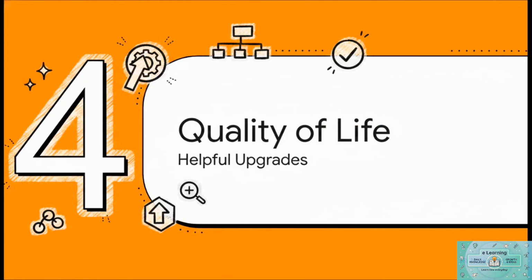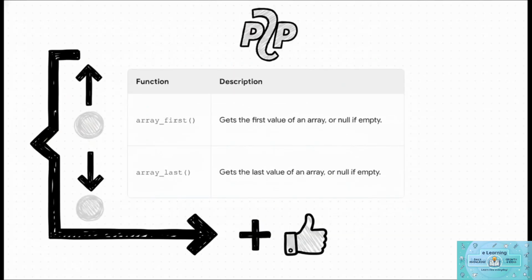Okay, so we've talked about some massive game-changing features, but the update isn't just about the big stuff. It's also packed with all these smaller but super useful quality of life improvements. The little things that just make your day-to-day coding life a bit easier. Take these 2 new functions, for example, array_first and array_last. Super simple, right? They make it dead easy to grab the first or last thing in an array without accidentally changing the array itself or messing with its internal pointer. It's a small thing, for sure, but a very welcome one.